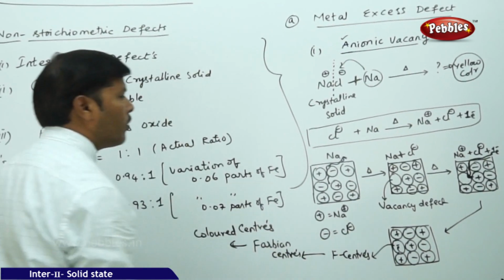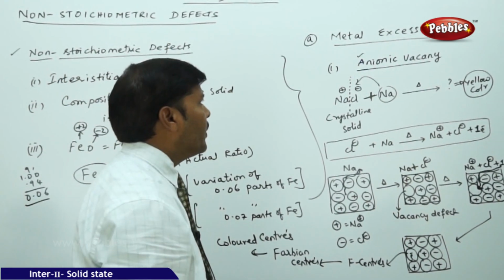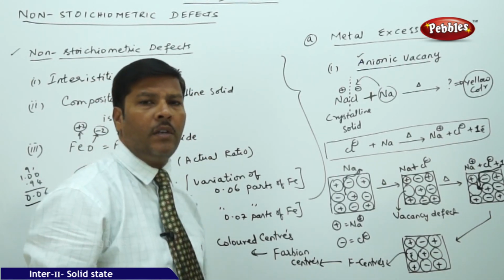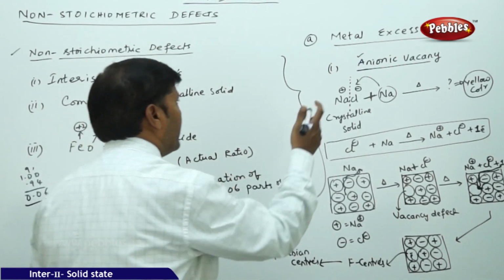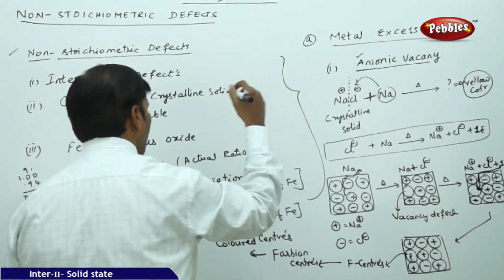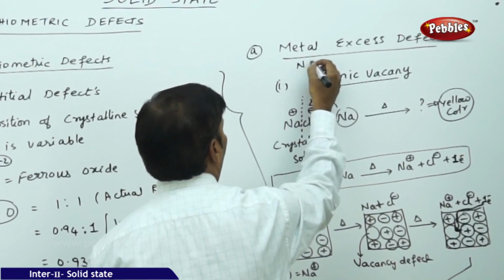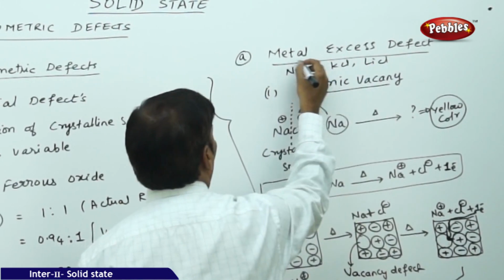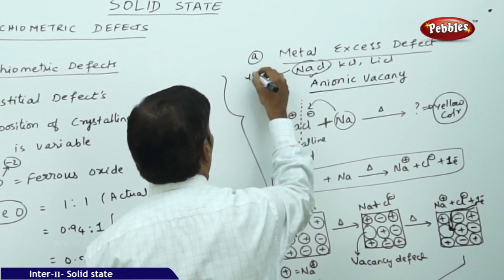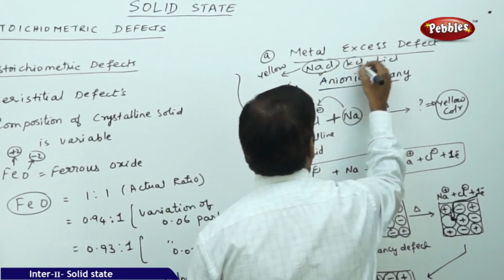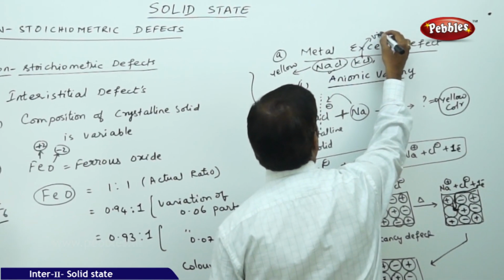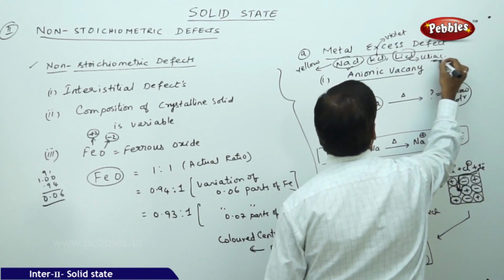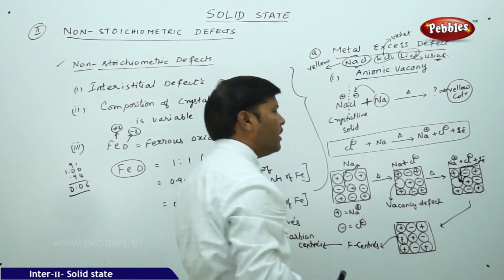It is one of the most important properties of the anionic vacancy, which is obtained due to the metal excess defect. Like that, in metal excess defect you can take NaCl, KCl, lithium chloride. Different solids will acquire different colors. Sodium chloride acquires yellow color, potassium chloride acquires violet color, and lithium chloride is lilac. Different colors are obtained because of the following mechanism.